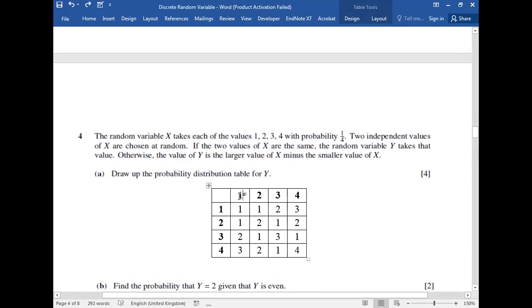If x takes the values 1, 2, 3, 4, and the second value of x again can be 1, 2, 3, 4. So if both values of x are taken as 1, we will note down y as 1. If one of them is taken as 2 and the other one is 1, we will write y as 1. Again, why? Because the larger value of x is 2 minus the smaller value of x is 1. Sahi hai? So let's fill out this entire possibility diagram. Done.